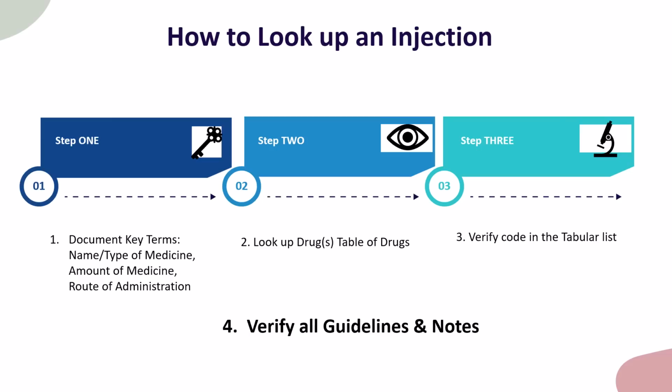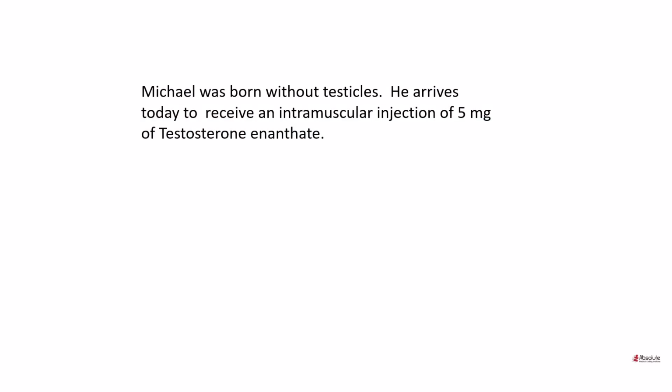Here's the first exercise. Michael was born without testicles. He arrives today to receive an intramuscular injection of 5 milligrams of testosterone ethanoate. All right, coders, your time begins now. And also, as a reminder, don't forget to document or highlight the name or type of medication, amount of medication, and the route of administration.